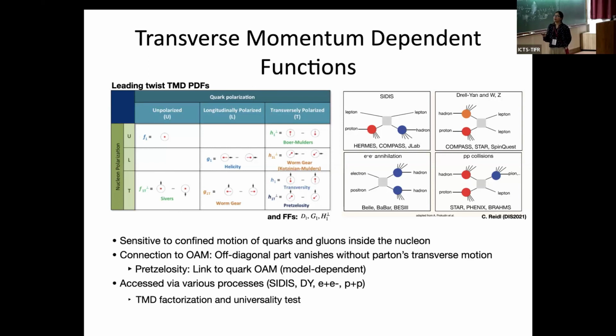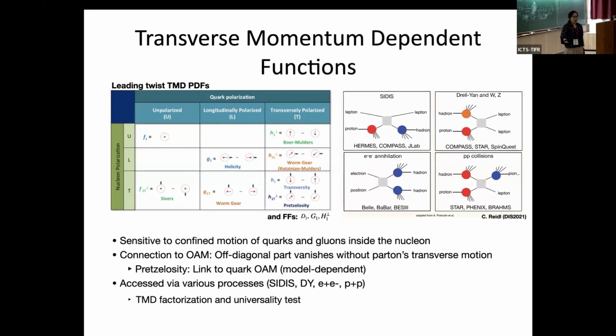So for the TMDs, at leading twist, we have a total of eight parton distribution functions, and also fragmentation functions. Depending on the polarization of the quark and target, you can have different TMD functions. If you look at the diagonal part here, you may recognize some familiar names. This one, with both unpolarized, is just the unpolarized one-dimensional parton distribution function. When both are longitudinally polarized, it's the helicity distribution function, right? And similarly for the transverse case here.